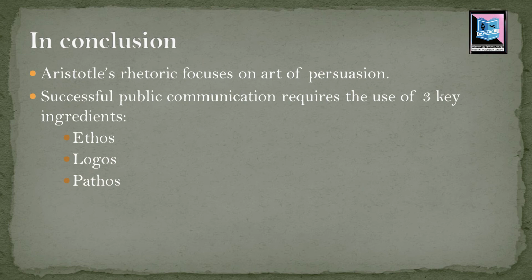So, to summarize, Aristotle's rhetoric focuses on the art of persuasion, and in order to be a successful communicator and to persuade my readers or audience to believe what I'm saying, I need to have three things in mind: ethos, logos, and pathos. So dear learners, I think with this lecture, you will be in a position to learn and appreciate the basics of this model, also known as Aristotle's rhetoric.